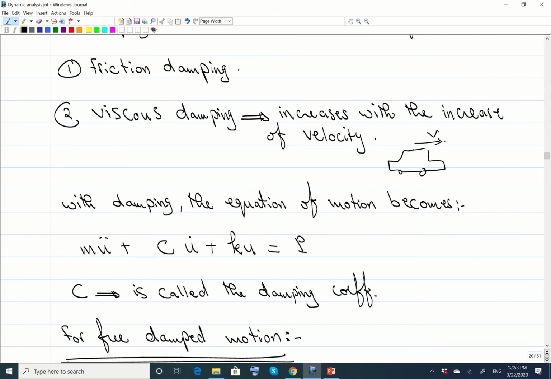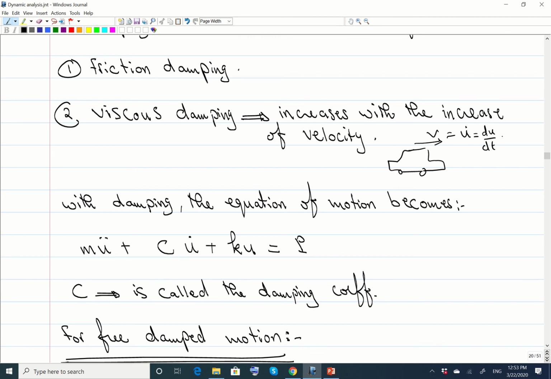Now the notation we put for the velocity is u dot, du by dt. So there is a force that is a function of the velocity. This force is going to be equal to c u dot. It's a constant c, called the damping coefficient, multiplied by the velocity. The more the velocity, the more the damping force will be.